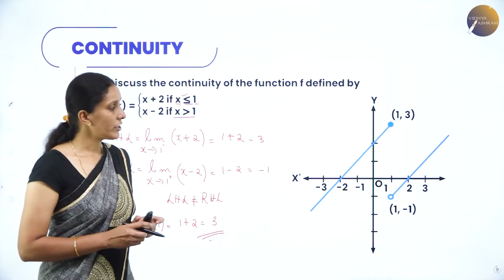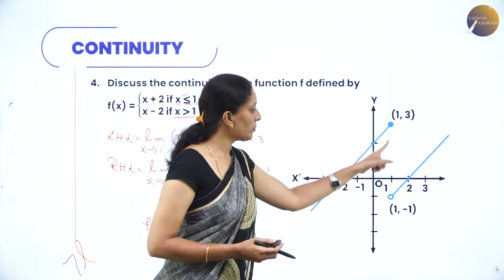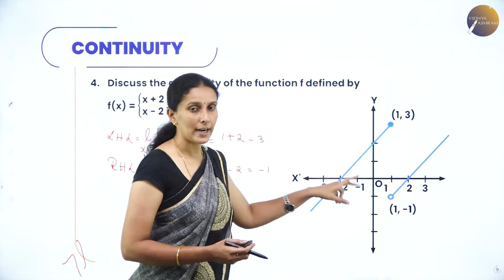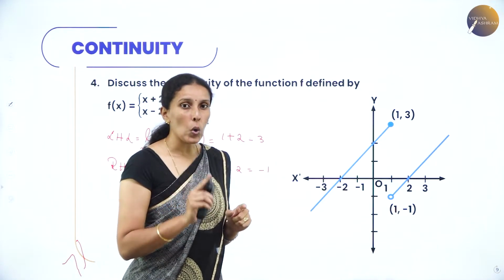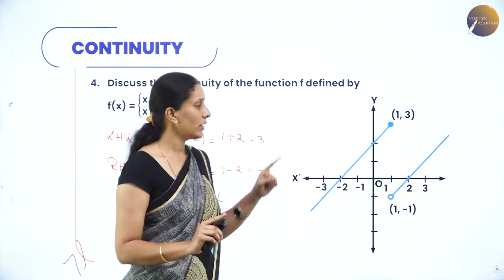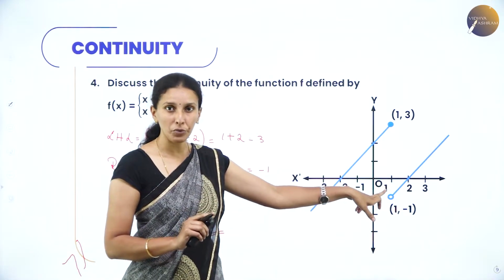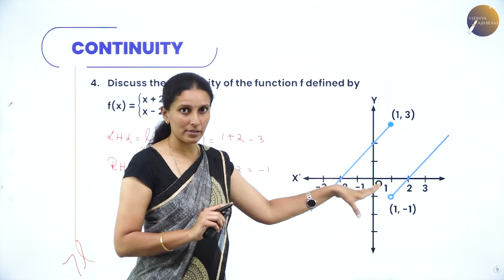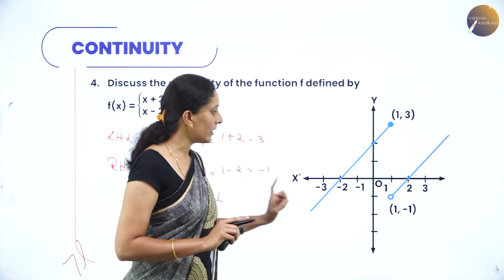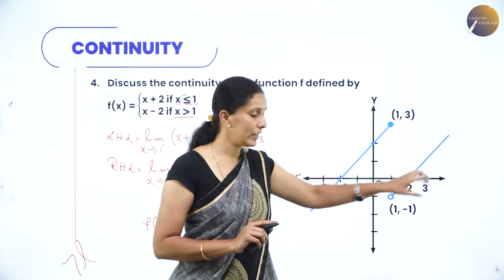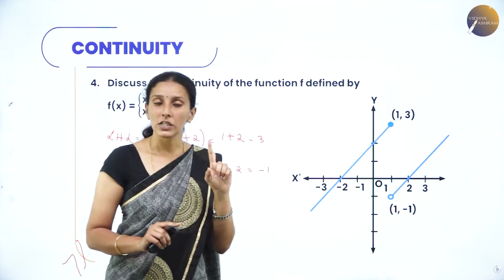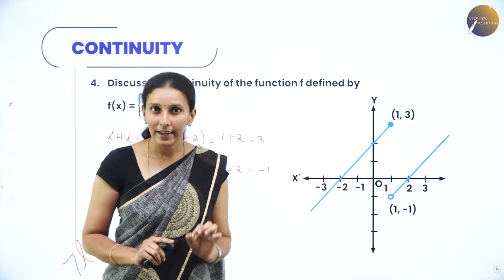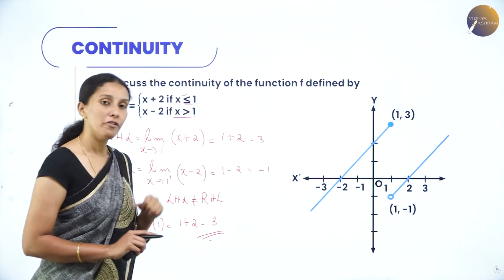And one more observation we can see here, except at the point 1, the function is continuous. Hence we say the only point of discontinuity for this function is x is equal to 1, because only at the point x is equal to 1 the graph breaks. So here it is exactly continuous and here it is exactly continuous, but at this point it is not continuous. Hence we say 1 is the point of discontinuity of the given function.